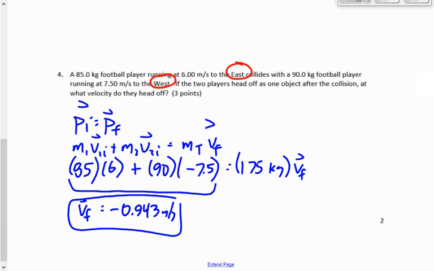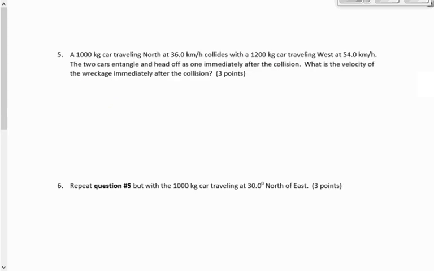All right, number 5. I'm actually going to make a little bit more space on number 5 there. It says, a 1,000 kilogram car traveling north at 36 kilometers per hour collides with a 1,200 kilogram car traveling west at 54 kilometers per hour. North and west.